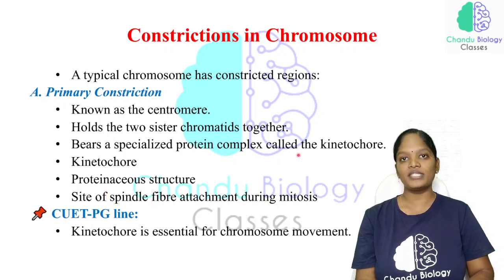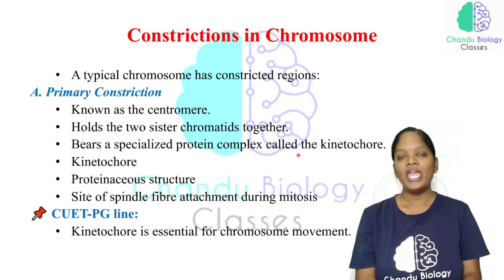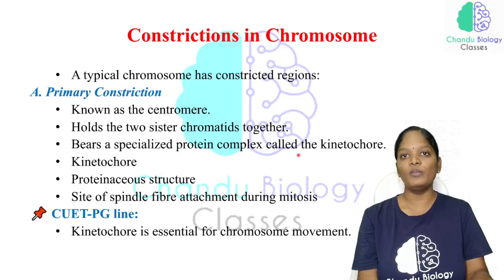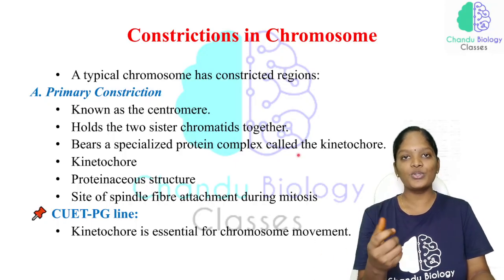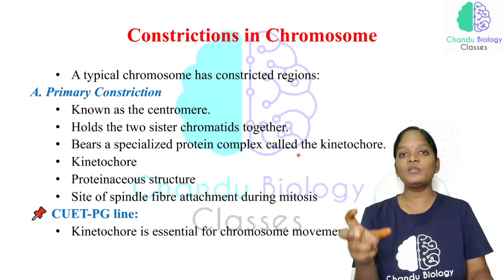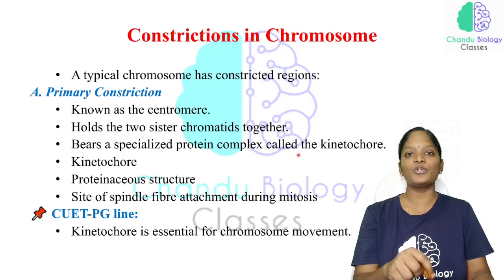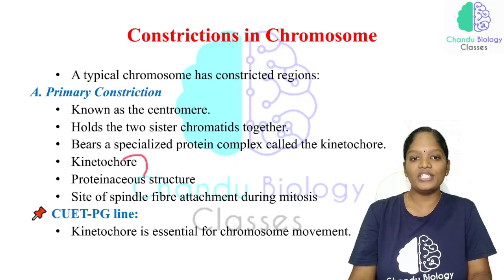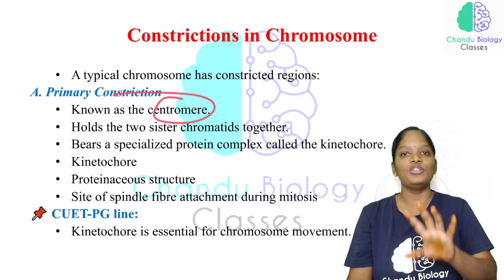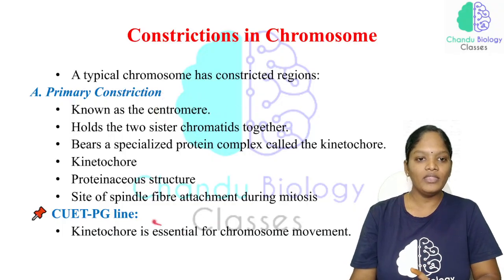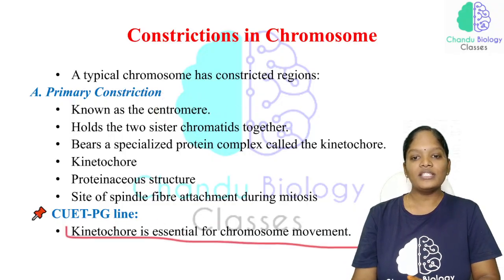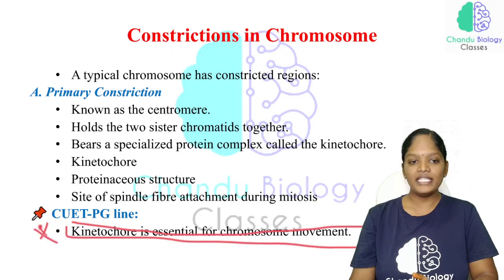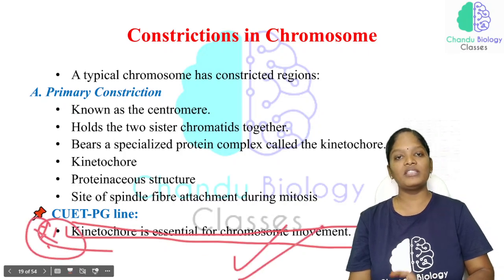During the mitosis process, the spindle fibers are going to form. And why are the spindle fibers going to form? To separate the two sister chromatids of the chromosome. For that, the spindle fibers have to attach to the chromosome, particularly at the kinetochore, which is proteinaceous in nature. Now, the kinetochore is essential for chromosome movement, and it is a right statement. We can expect this in an exam.